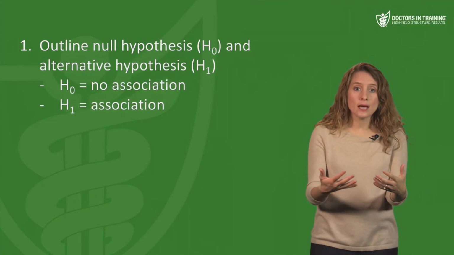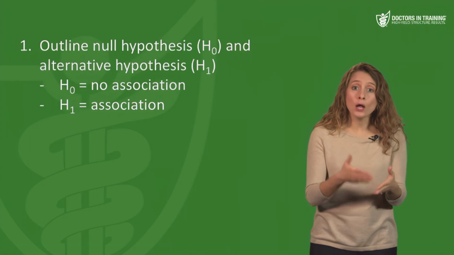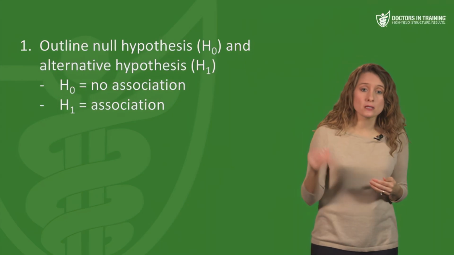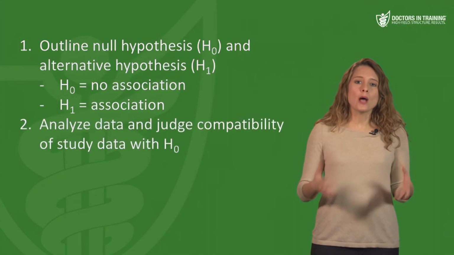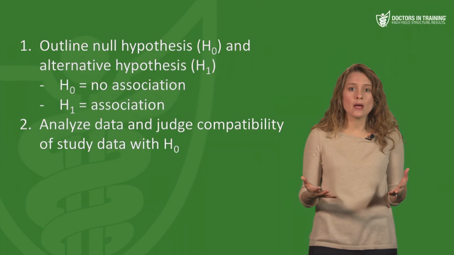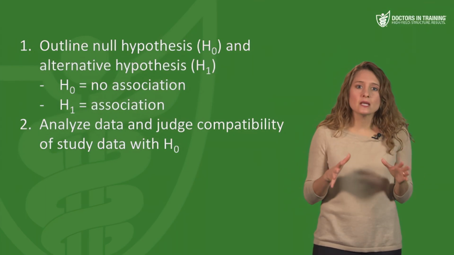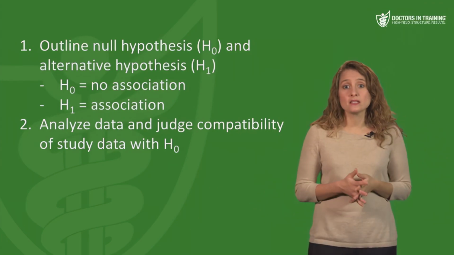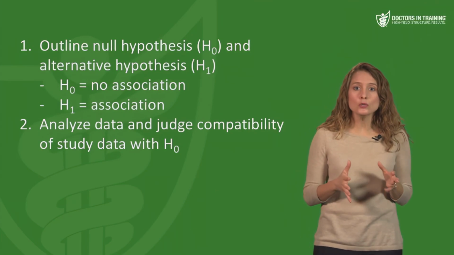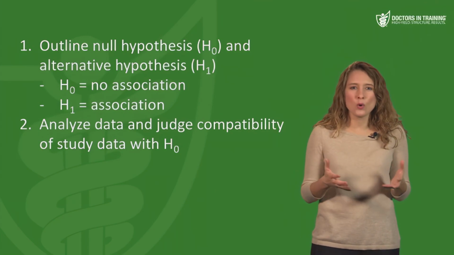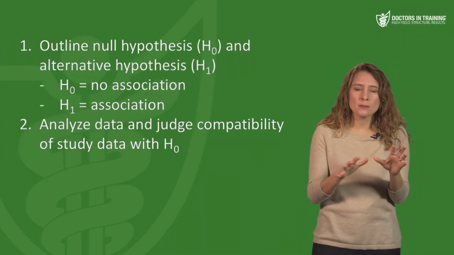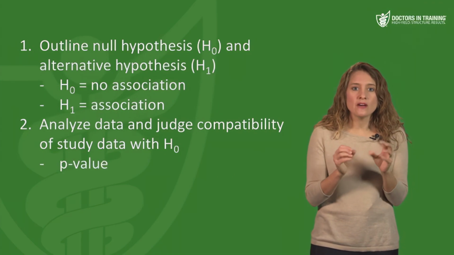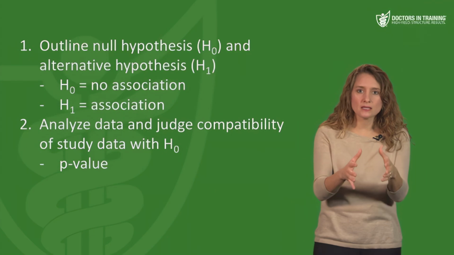The original assumption in hypothesis testing is that the null hypothesis is true. Therefore, it is left to the investigator to reject the null hypothesis using the study data. So after outlining the null and alternative hypothesis and acquiring the study data, the investigator then analyzes the data and judges the compatibility of the study data with the null hypothesis. The type of statistical test used by the investigator depends on what type of data were acquired in the study, and we'll discuss some possible statistical tests later. But suffice it to say that the p-value is the value of interest at this point in hypothesis testing.